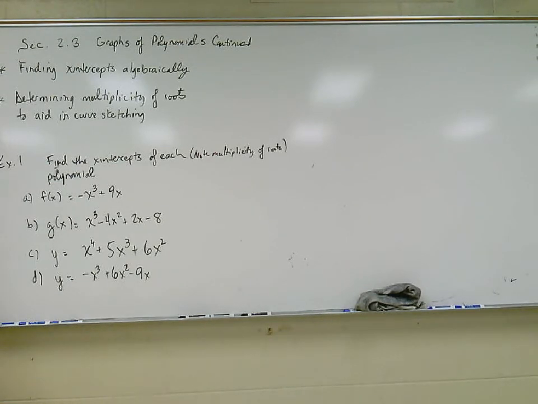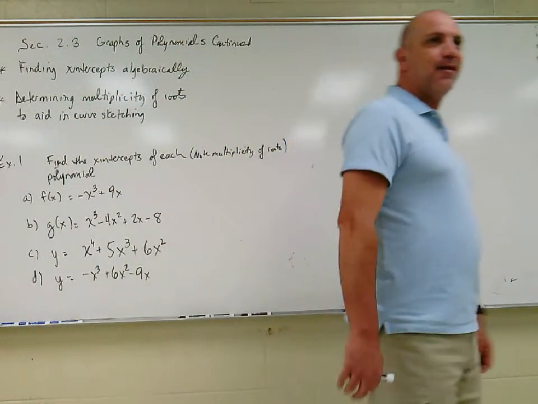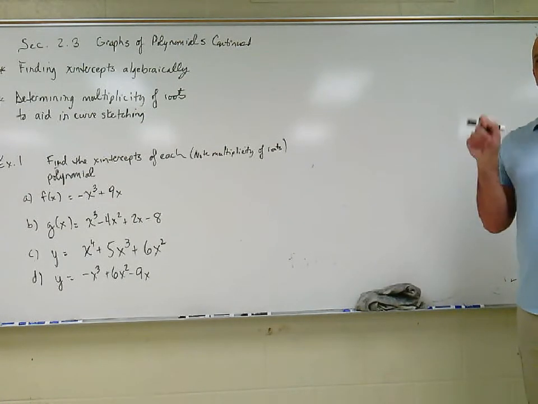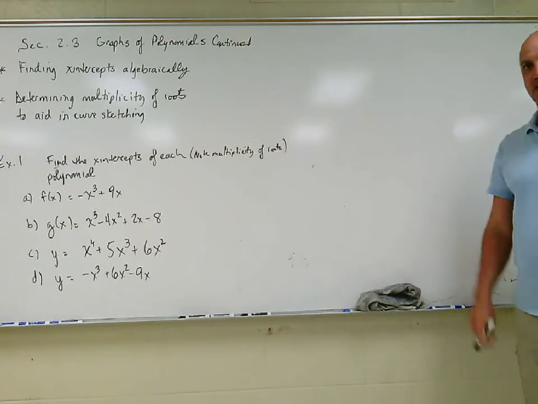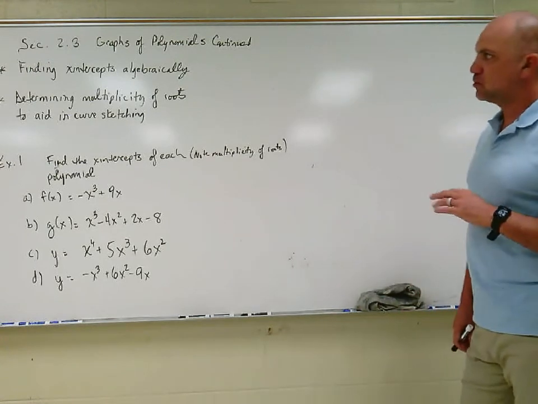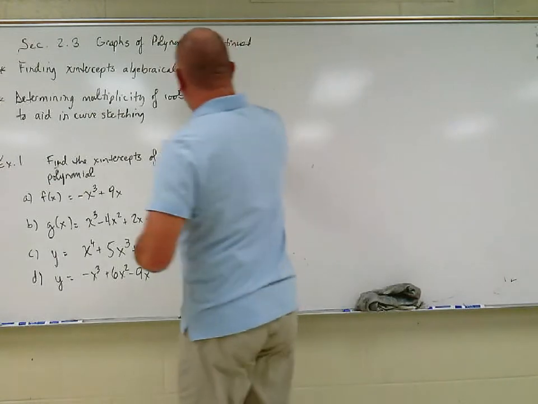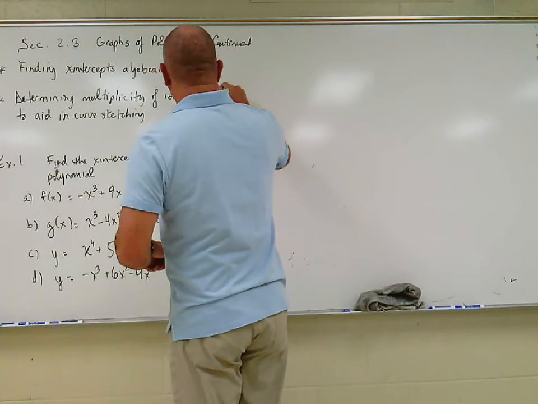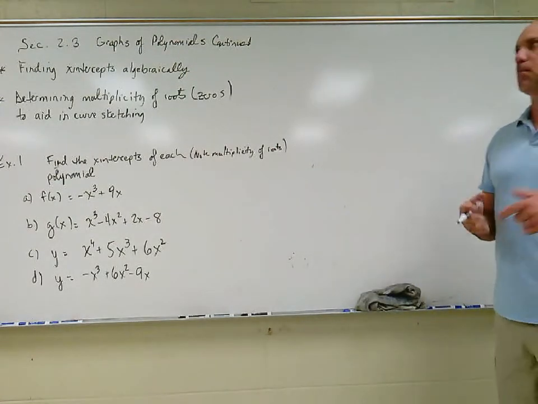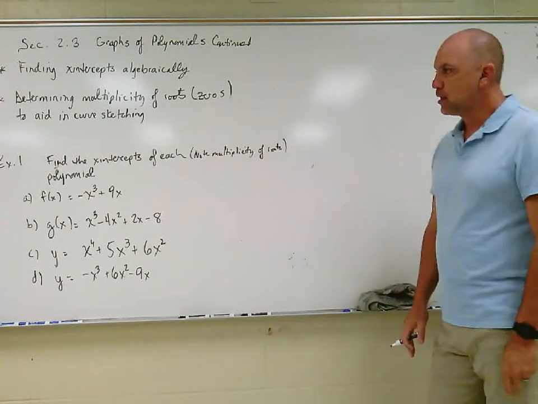So how do we find x-intercepts algebraically? Algebraically means what? Other than doing algebra. Doing algebra means what? Yes, by hand, working it out, okay? So we're going to work it out, paper and pencil. And then you'll see that determining the multiplicity of roots or zeros, so a synonym for root is zero, aids in curve sketching. So how does that help us with curve sketching? I'll show you. We're going to graph each one of these, okay?